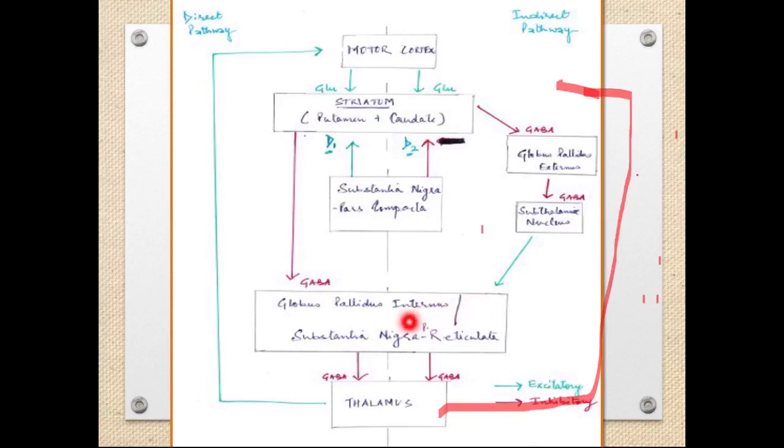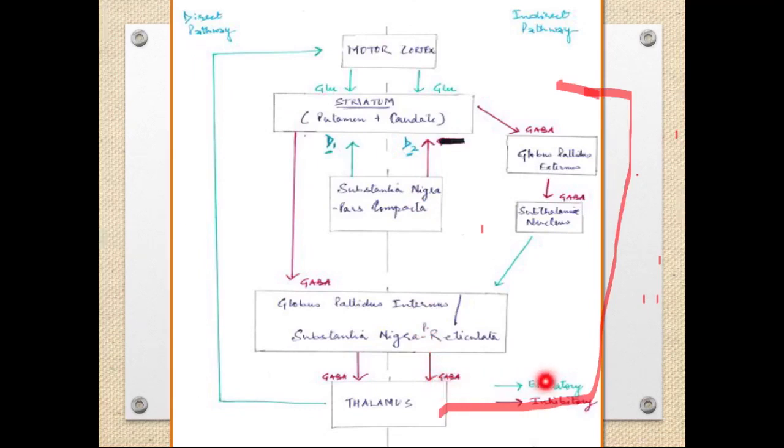And what kind of neurons are present in the globus pallidus internus? They are GABAergic, which means the more stimulation of the globus pallidus internus neurons, the more release of the inhibitory neurotransmitter GABA. So there is more inhibition of the thalamus, then less excitation of the motor cortex. That less excitation of the motor cortex, we took it as inhibitory.